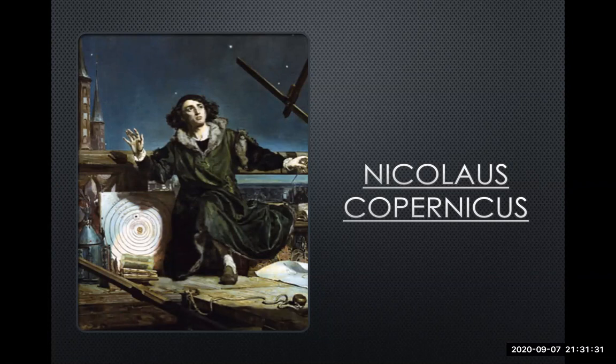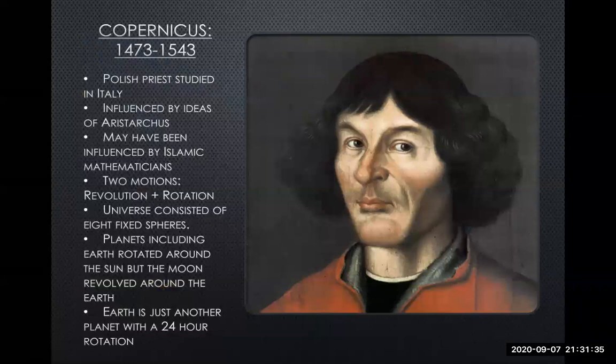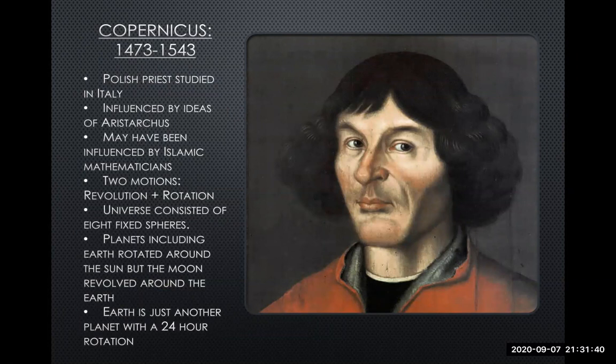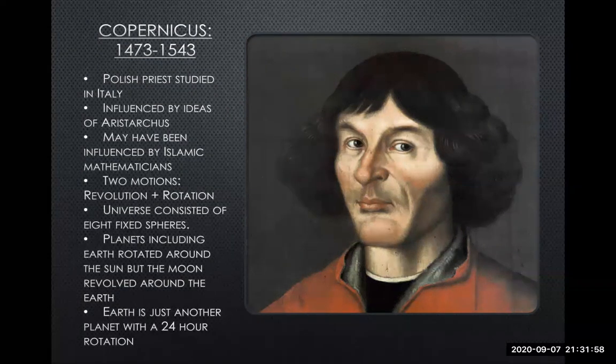He plays this fundamental role in changing the way that we think about the heavens, changing the way that we think about the cosmos. So who was Copernicus? Copernicus was a Polish priest, and he studied in Italy for a while. He was exposed to Aristarchus, and this is one of the figures we believe who really shaped his thinking. He may have also been influenced by Islamic mathematicians who were also coming up with this idea of a heliocentric cosmos during this period, a heliocentric galaxy.